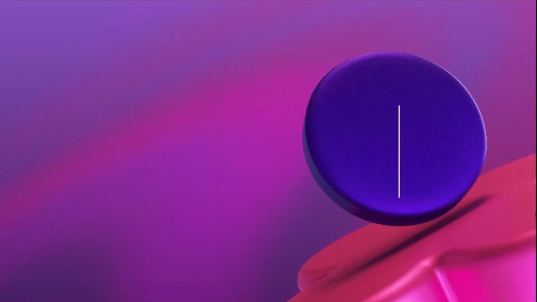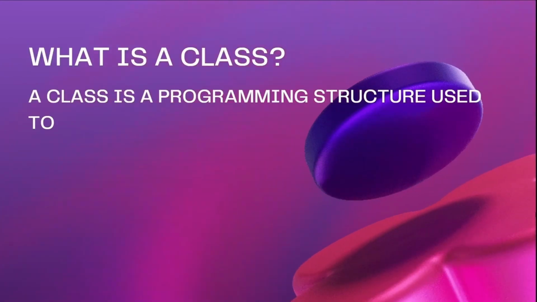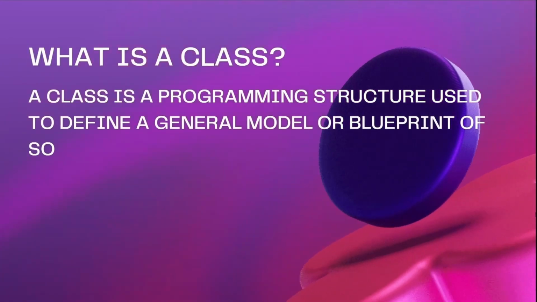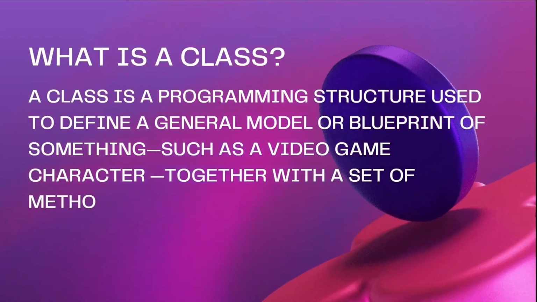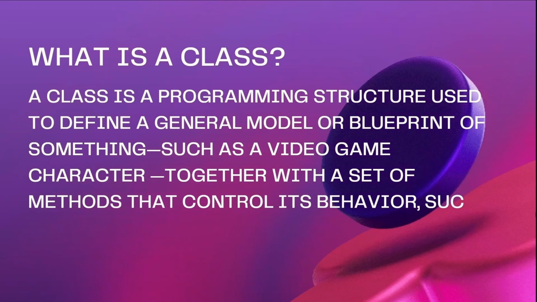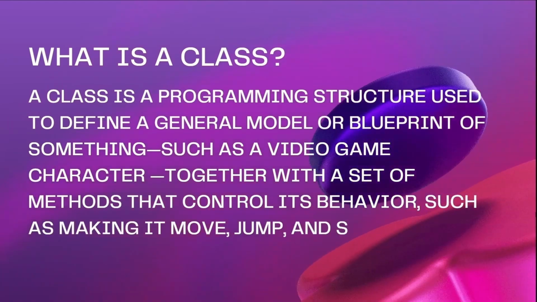What is a class? A class is a programming structure used to define a general model blueprint of something, such as a video game character, together with a set of methods that control its behavior, such as making it move, jump, and so on.